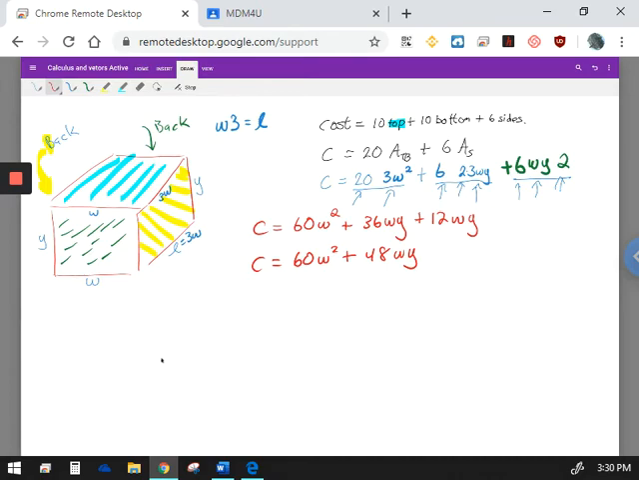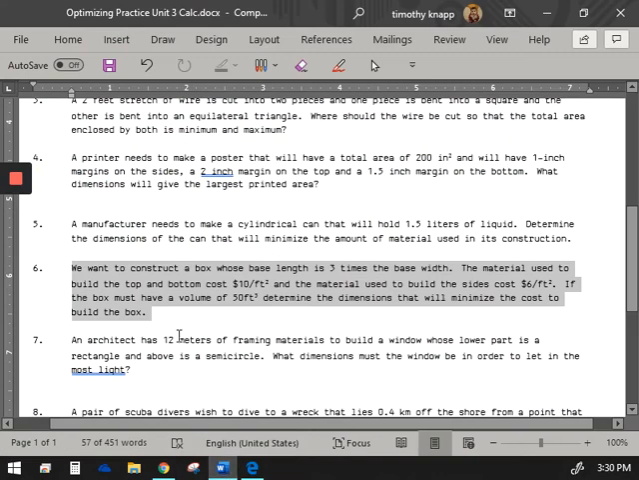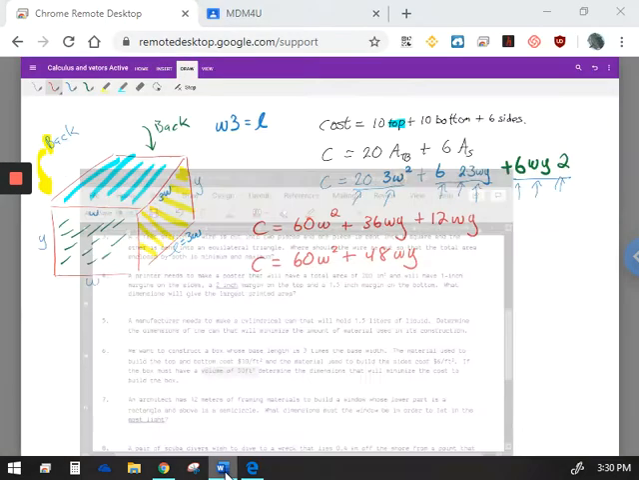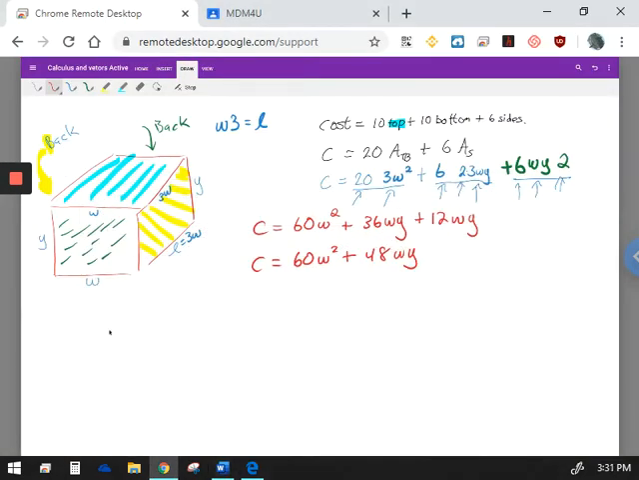They gave us the volume. Let's go back to the question. Told us the volume is 50. So let's write that down. The volume is 50, which is, well, how do you figure out the volume of the box?